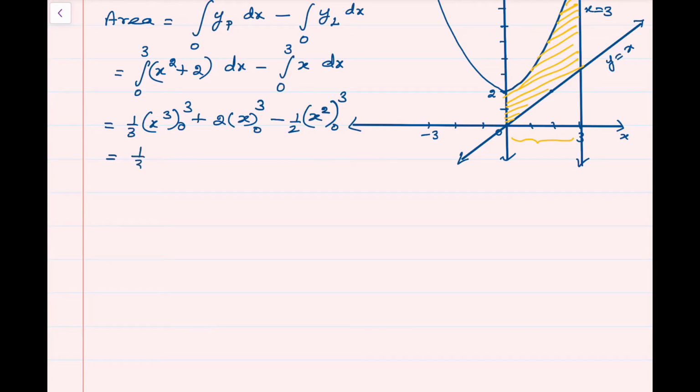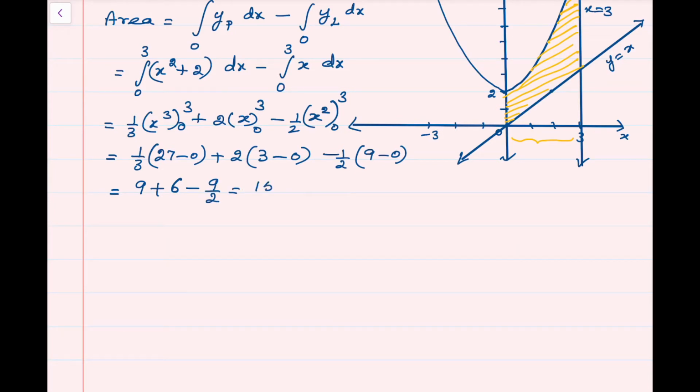Let us substitute the limit values. 3 cube is 27, lower limit is 0. 2 times 3 minus 0, minus half into 3 square is 9, lower limit is 0. 27 divided by 3 is 9, 2 3s are 6, minus 9 by 2, which is 15 minus 9 by 2. Take LCM. The answer is 21 divided by 2 square units.